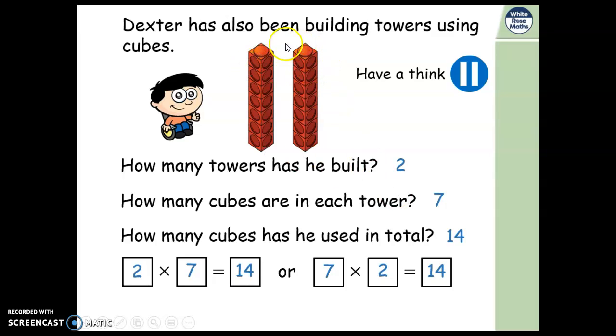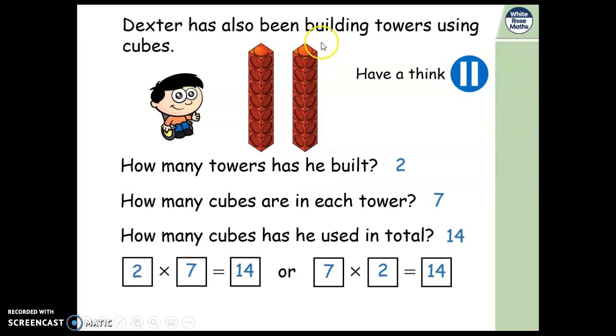We could look at these and think, right, let's count in twos across. So that's 1 group, so it's 2, 4, 6, 8, 10, 12, 14. We've got 2 groups of 7. 1, 2, 3, 4, 5, 6, 7. And the same here. So 2 groups of 7 equals 14.